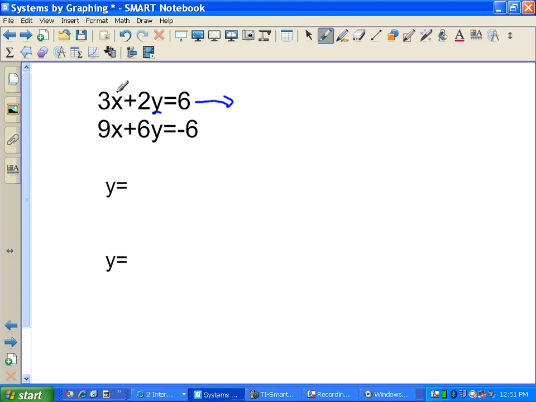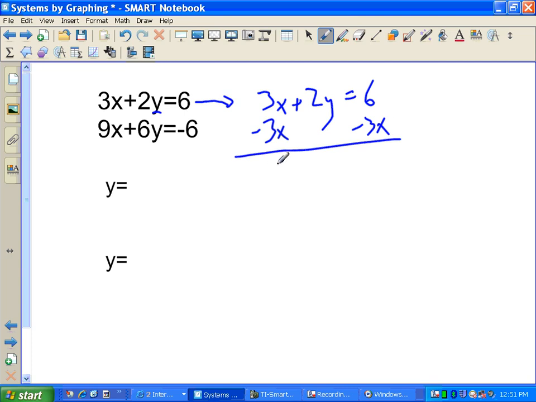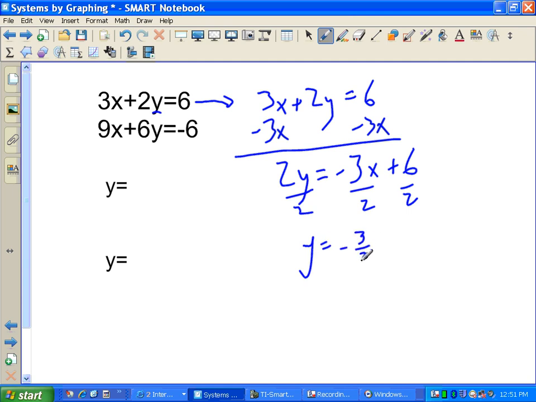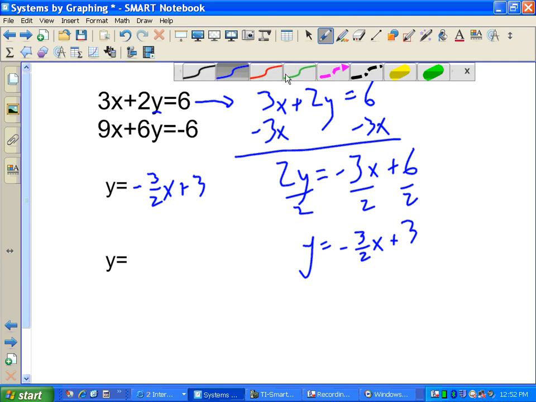So the first thing we'll do, I'll do it over here so you can fully see, 3x plus 2y equals 6. We're going to subtract 3x from both sides. When we subtract 3x from both sides, we end up with 2y equals -3x plus 6. Last thing we'll do is we'll divide both sides by 2, and we'll end up with y equals -3/2 x plus 3, because that's what 6 divided by 2 is. So -3/2 x plus 3. That's this top equation.